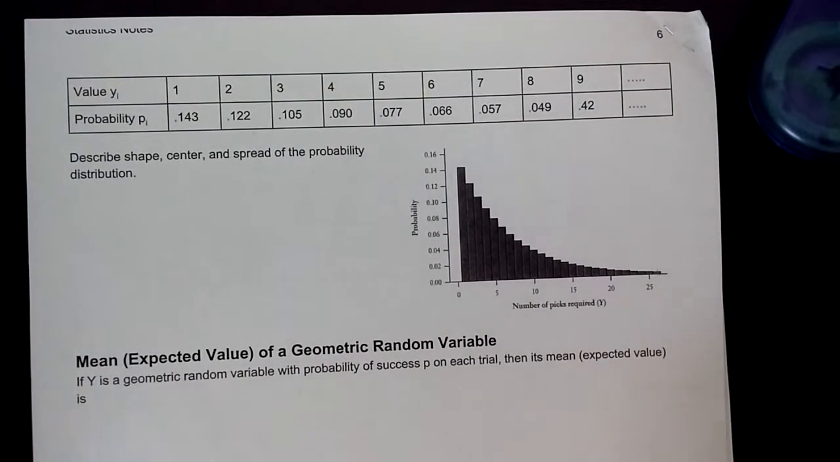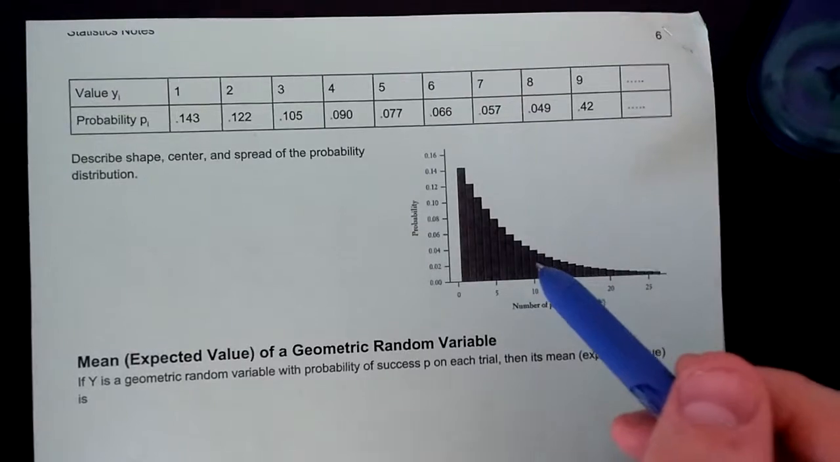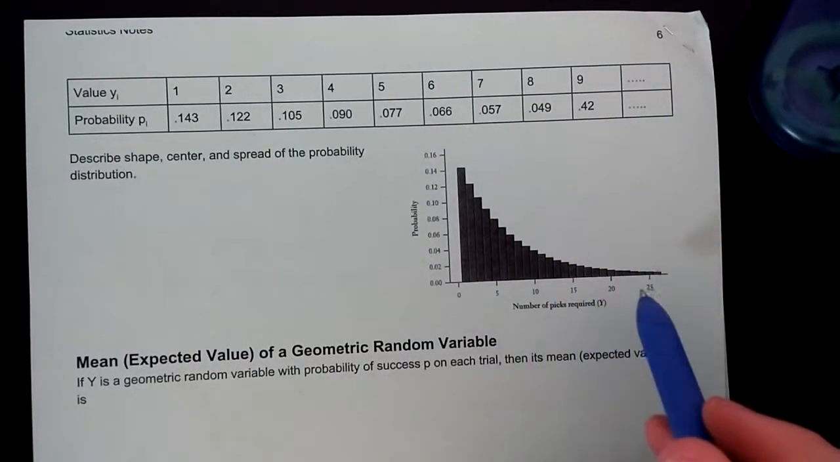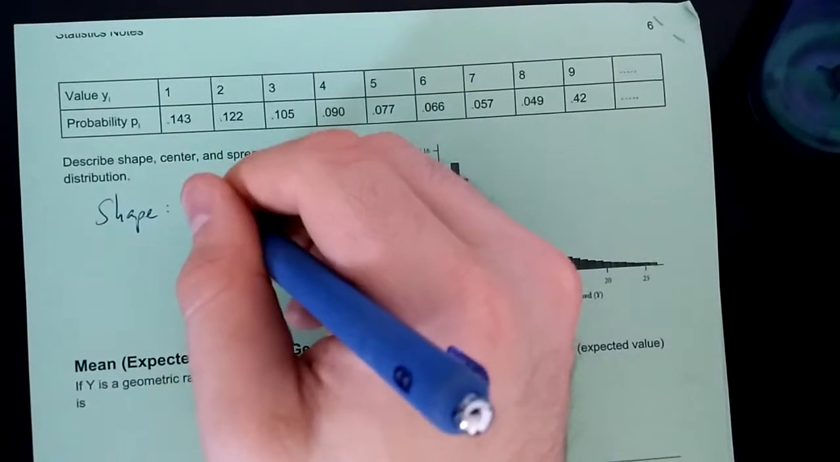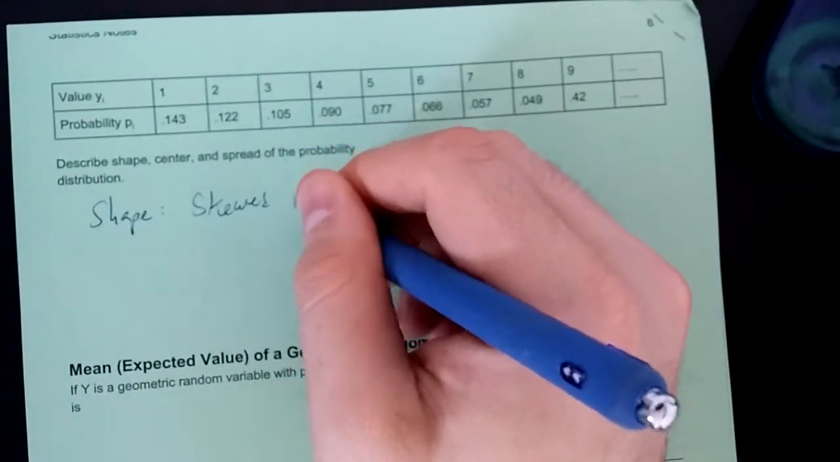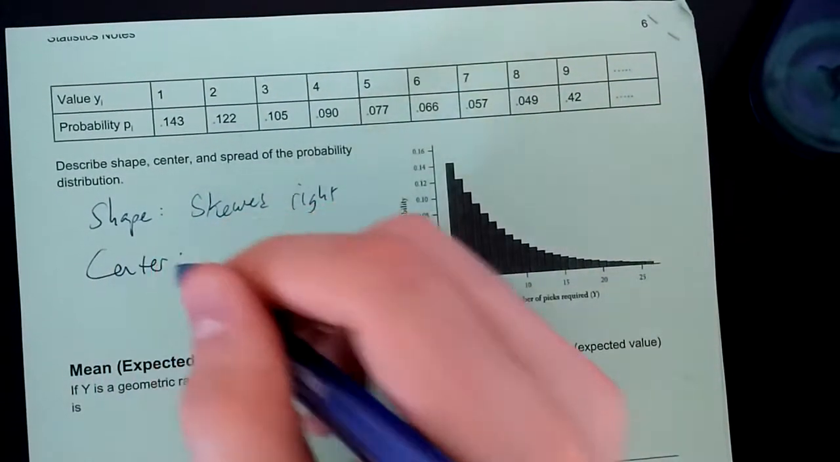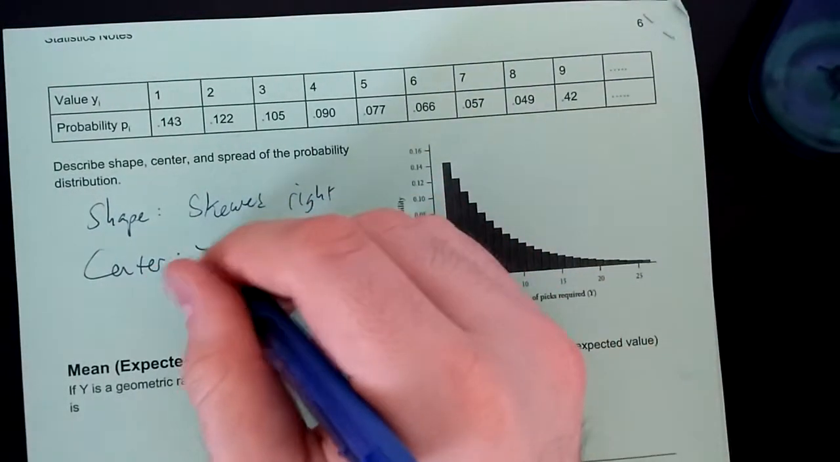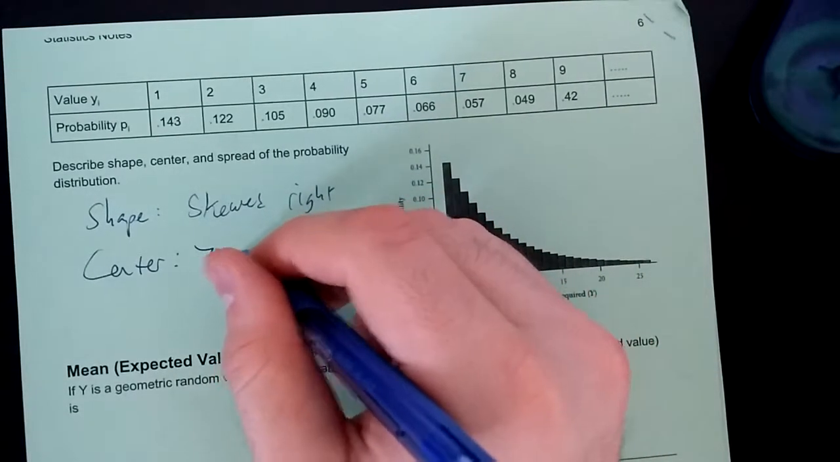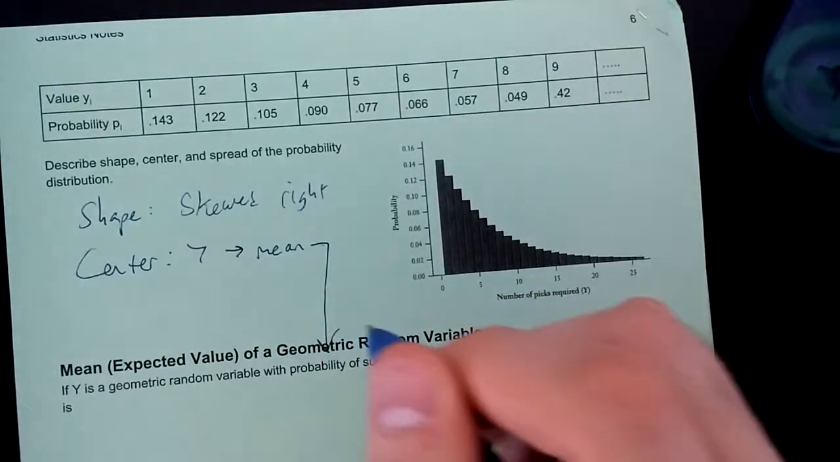Looking at the distribution of this geometric random variable, the geometric distribution, you'll notice that there's a gradual decrease in the height of the bars as you increase the number of trials or number of picks required. The shape of this is skewed right. The center is going to be 7, which is the mean. And we'll talk about that down below.